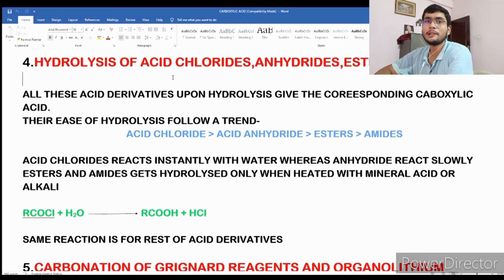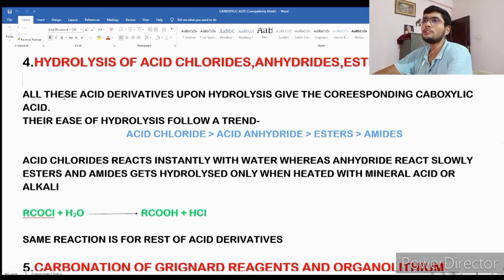Now how can we prepare carboxylic acid from these derivatives? By simply hydrolyzing them. That is, by treating them with water, we get the corresponding carboxylic acid. Okay. Now, but there is one fact here that all these derivatives do not have the same reactivity towards water. Some of them are more reactive towards water and some of them are less reactive towards water. So that's what we are going to see here, and let us talk some more of the details as well.